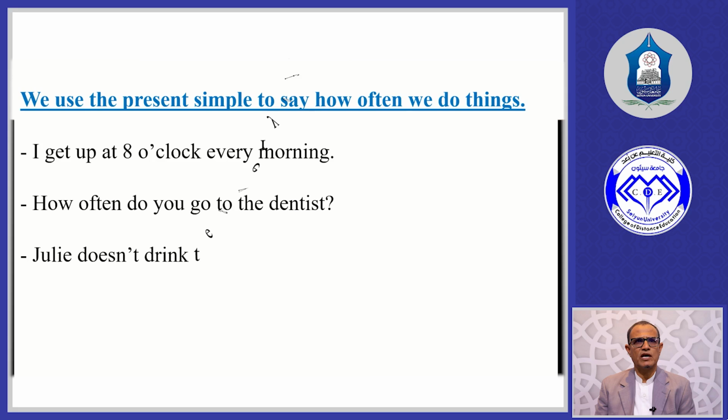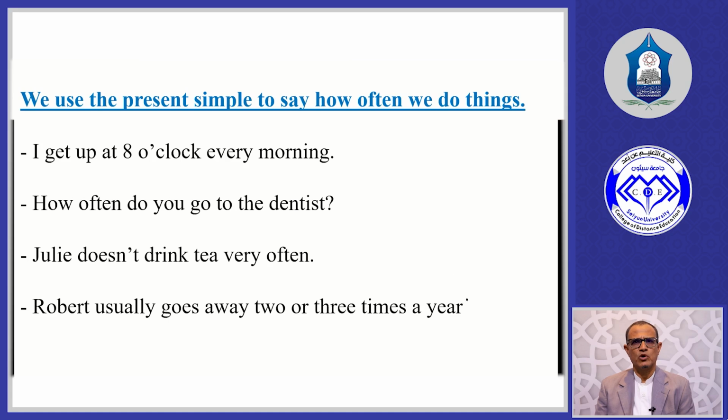But also look at this one. Julie doesn't drink tea very often. Also we have, for example, Robert usually goes away 2 or 3 times a year. So all these sentences express how often something happens.